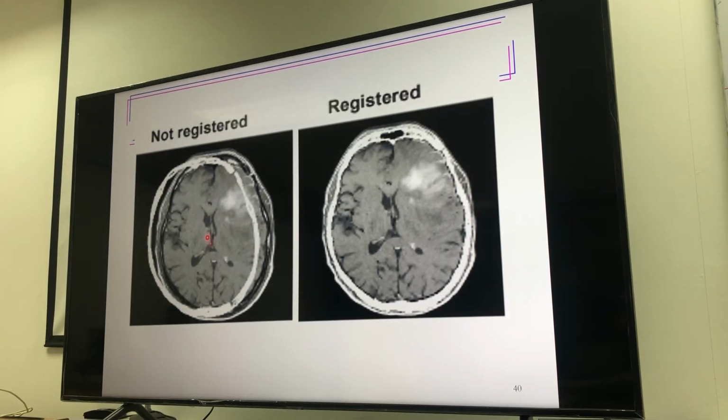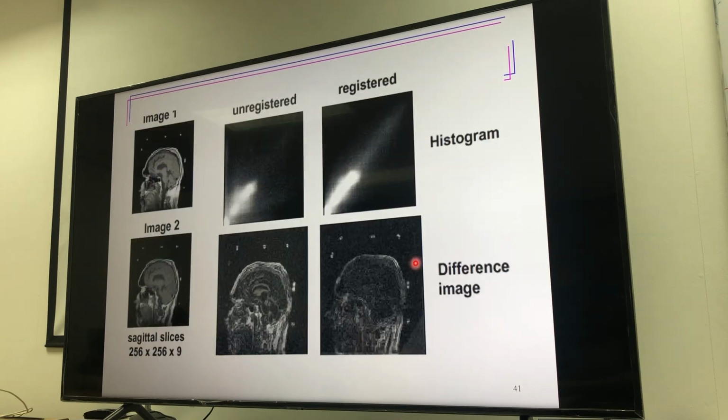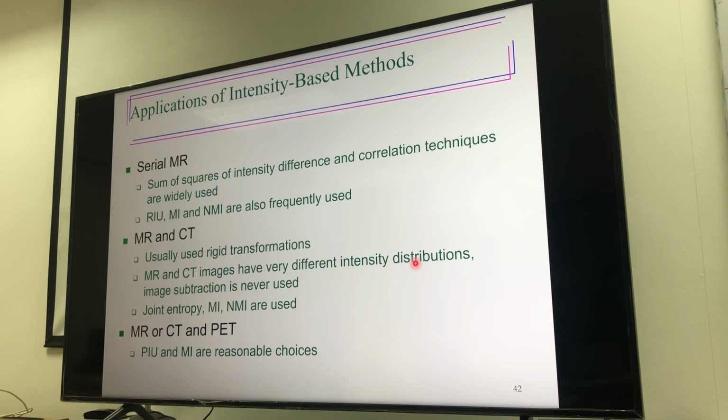For example, here is an example of two images that are not registered, and one that is registered, where you should see more clearly. This is registering the bones to the soft tissues. Applications of intensity-based methods would be in serial MRI, MRI and CT, MRI and CT and PET. These are some of the algorithms used a lot in medical imaging.